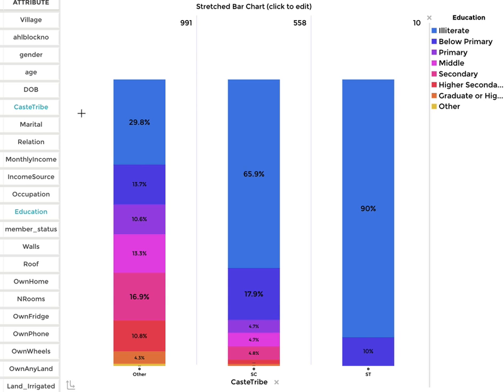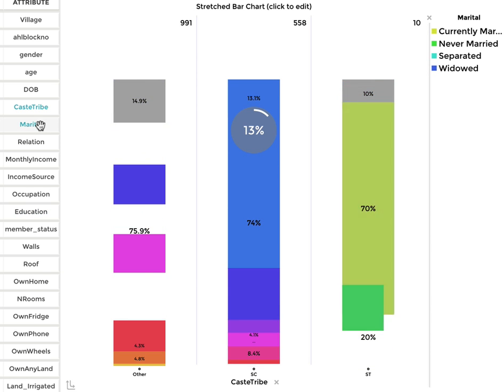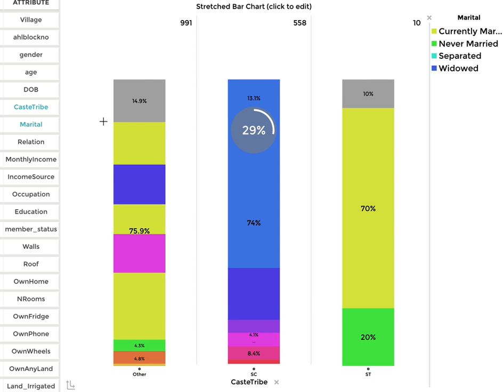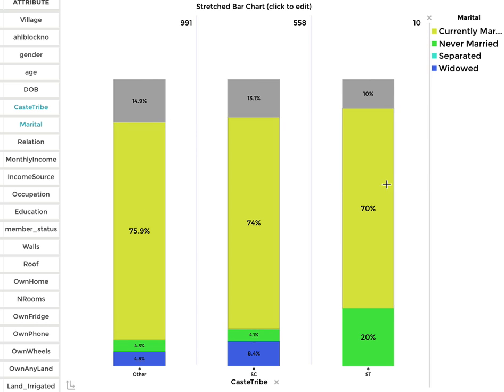In contrast, let's look at the marital status of these different groups. We can see there is some gray here. That's going to appear because some of the people do not have a marital status listed. But you can see that going across these three groups, although there are differences, the differences are much smaller. That is to say, the marital practices of the people who are in a scheduled caste are not, at least measured by these statistics, any different from the marital practices of those who are not.